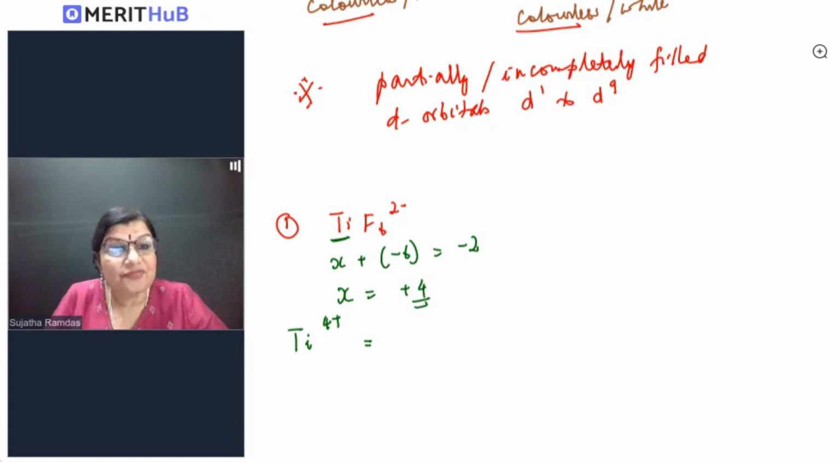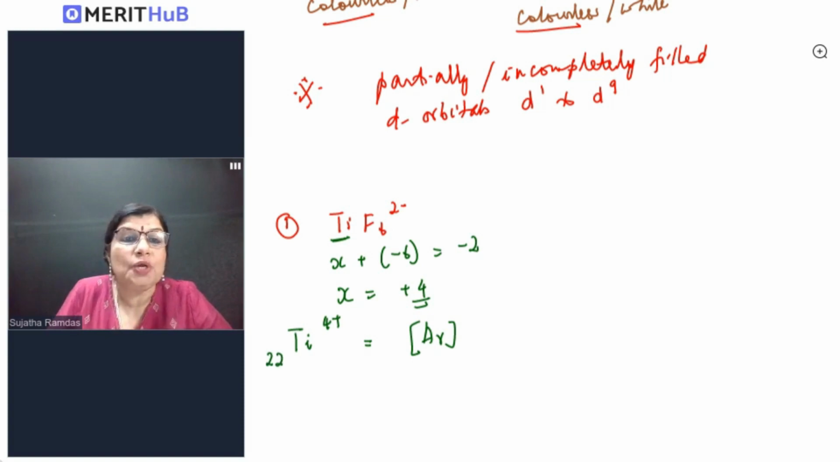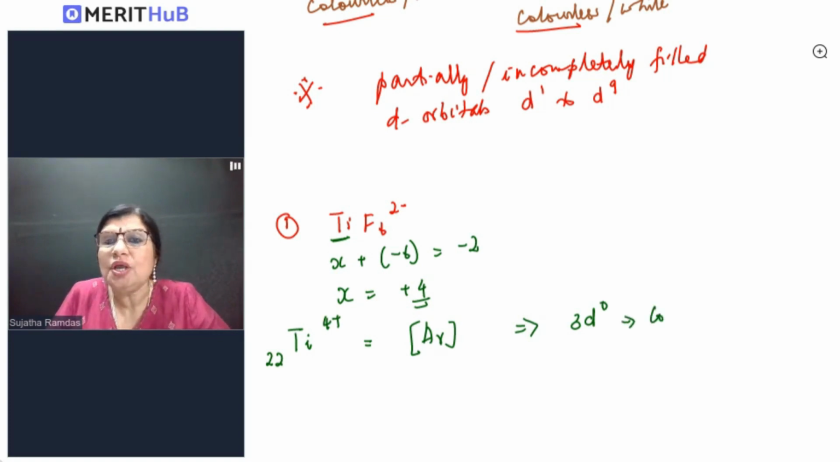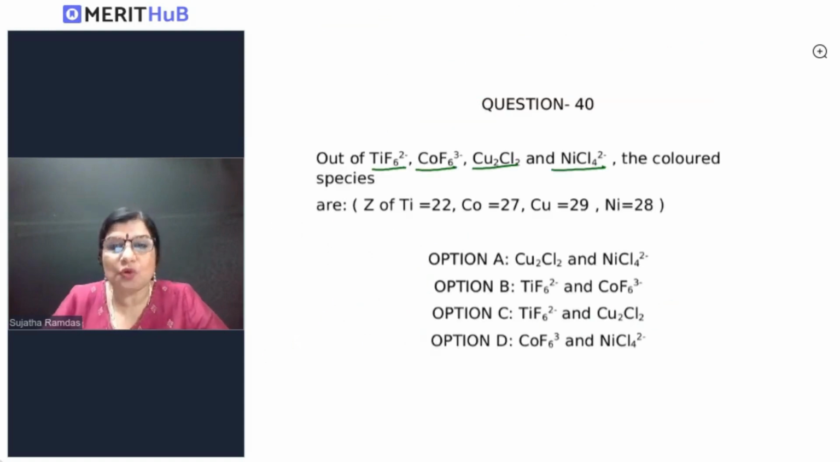Now let's write down the configuration of titanium 4+. The condensed configuration, argon, which corresponds to 18 electrons, right? The atomic number of titanium is 22, so 22 minus 4 is 18. This is the configuration of titanium 4+, which implies that 3d has 0 electrons. 0 electrons corresponds to no color, or colorless. So immediately we can rule out those options which involve the titanium 4+ ion. So we can rule out options B and C.